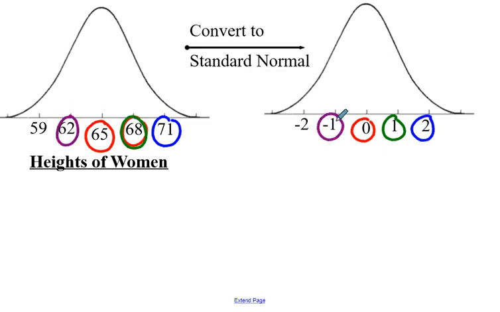62 would become negative 1, because it's 1 standard deviation below the mean. And 59 would become the number negative 2, because it is 2 standard deviations below the mean. All we're doing is we're rescaling the x-axis. That's all that a standard normal does.